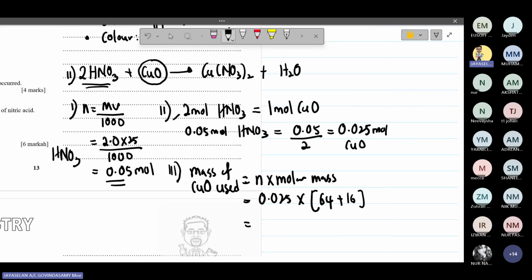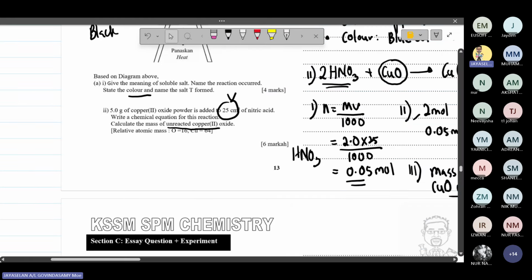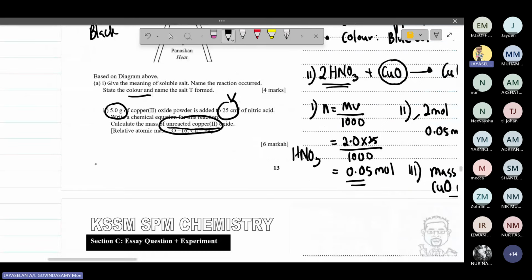Don't give up, I know you are tired. Okay, it will be 2 gram. Okay, 2 gram used. But what do they ask here? Unreacted mass. So, initial mass is 5, right? So, here is the mass of copper 2 oxide that is not used in this experiment.